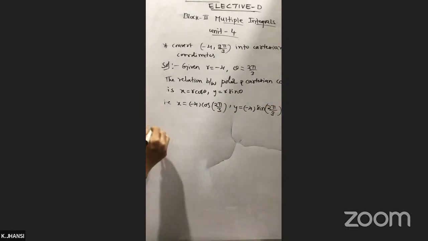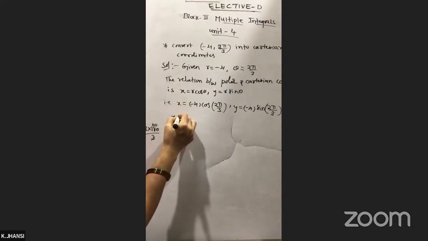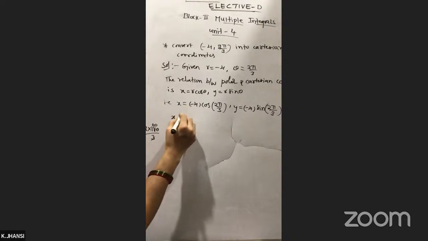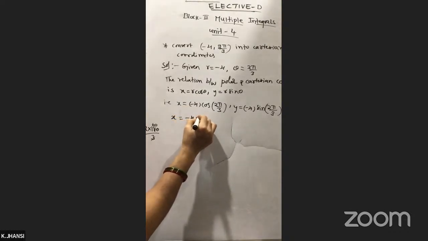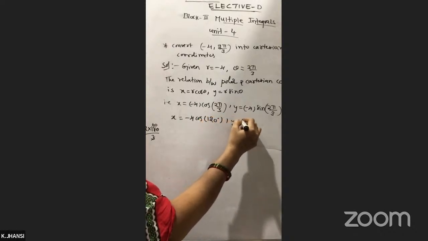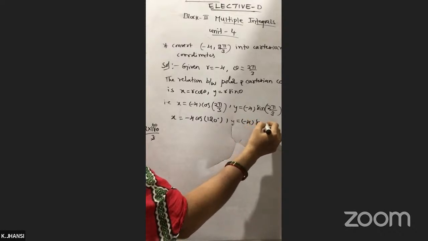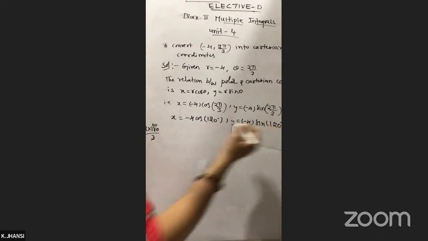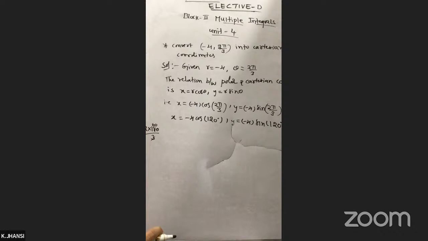So 2 pi by 3 means 2 into 180 by 3. That is 3 sixes are 18, so it is 120 degrees. So x equals minus 4 cos 120 degrees, and here y equals minus 4 sin 120 degrees. Only, he has asked you to find the Cartesian coordinates, so you can keep it like that.